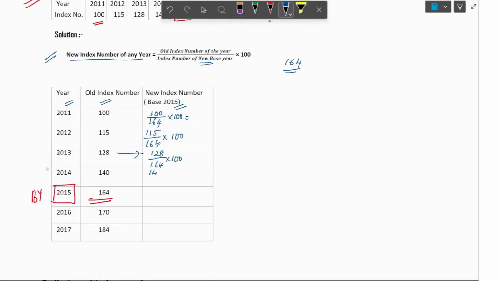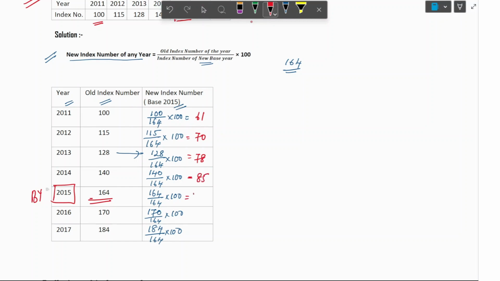Next, it is 140 divided by 164 into 100. Next, 164 divided by 164 into 100. Next, 170 divided by 164 into 100. And last, 184 divided by 164 into 100. Now, calculate the values. That is here, first value, 61. Next, 70, 78. Use your calculator and calculate.